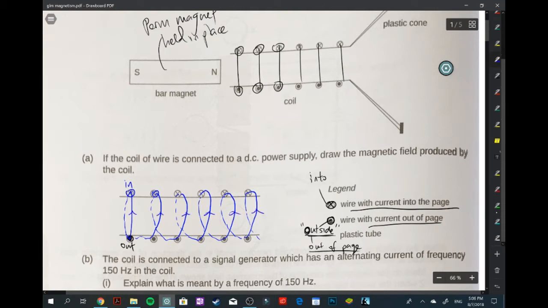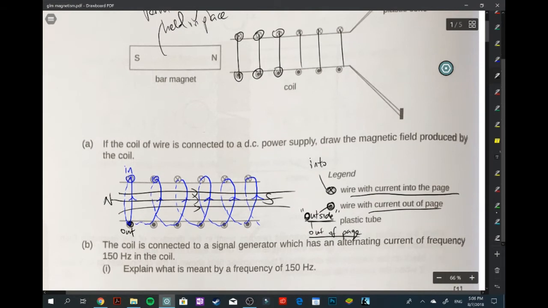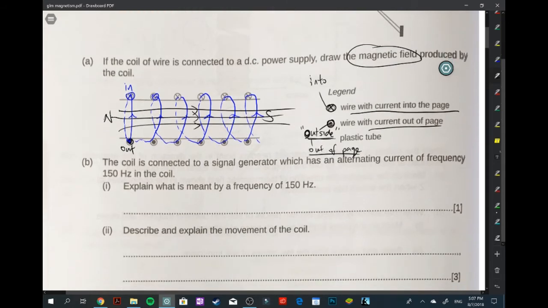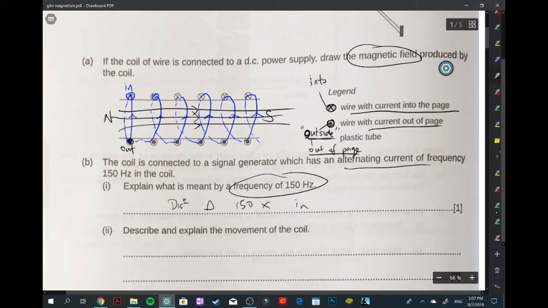If the current direction is in this manner, then the north will be on the left side, using your right hand grip rule. Magnetic field always points from north to south. Because they want the magnetic field, you can't just label N and S, you need to draw the magnetic field. Remember to draw at least 3 lines and label your arrows. Now what is meant by a frequency of 150 hertz? Because it's alternating current, 150 hertz means that the direction changes 150 times in 1 second.